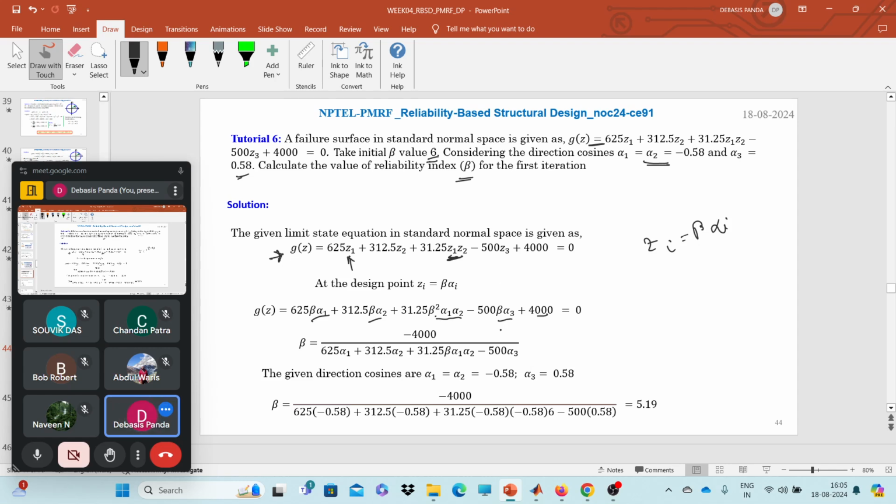Now, if we want to solve for beta, just take the beta from the left-hand side and you will get this formula, right? Previously, we have solved it. Now look, to solve for beta, we need the initial alphas and one initial beta. And the values are already provided. What are the values? Alpha 1, alpha 2 is equal to that, alpha 3 is equal to that, and the initial value is this. Now put all these values in, calculate the beta, and check whether the value comes out as 5.19 or not.